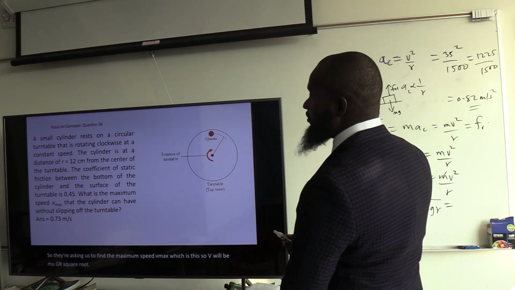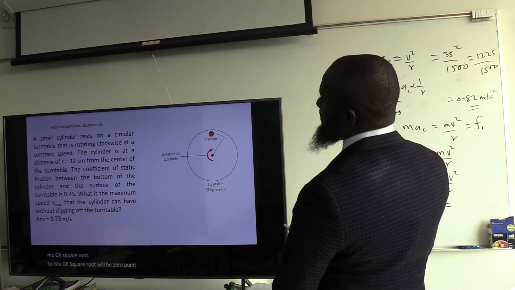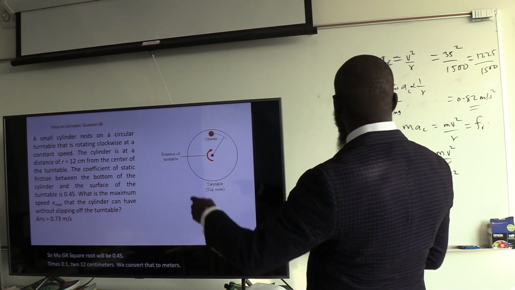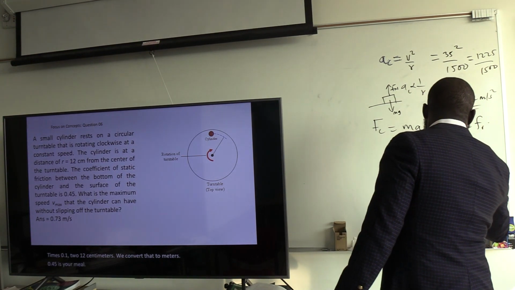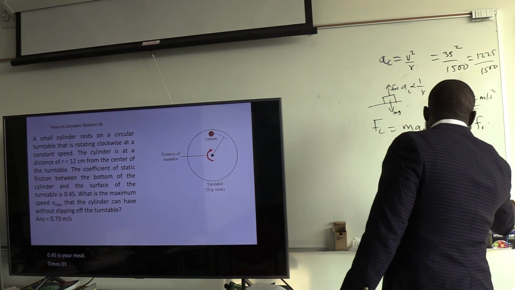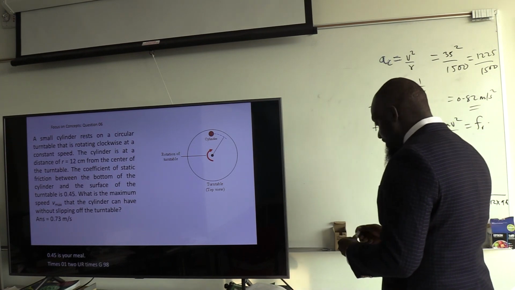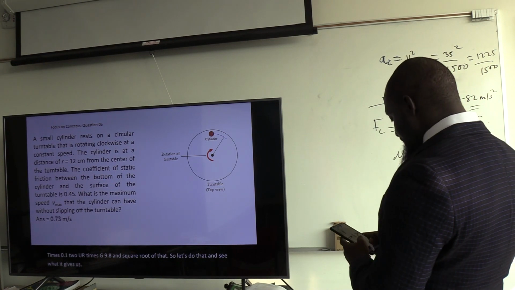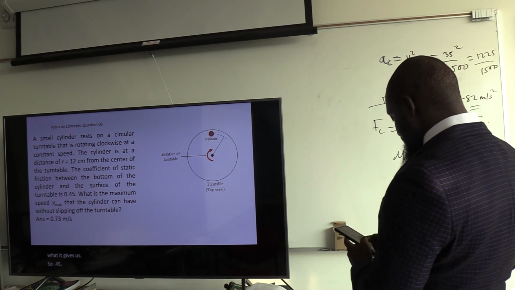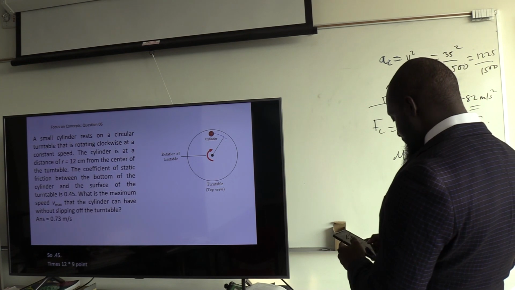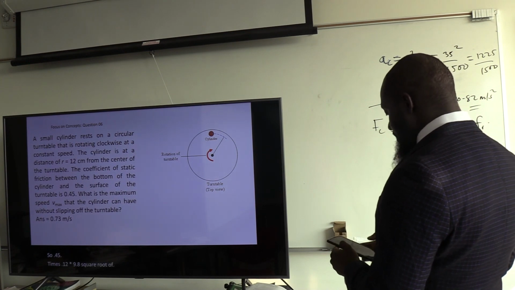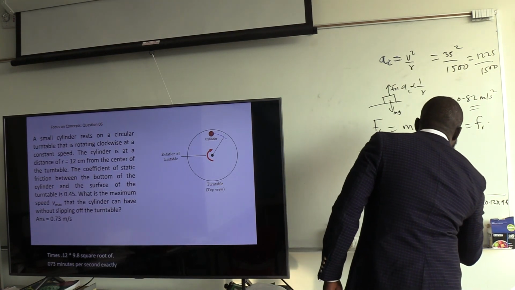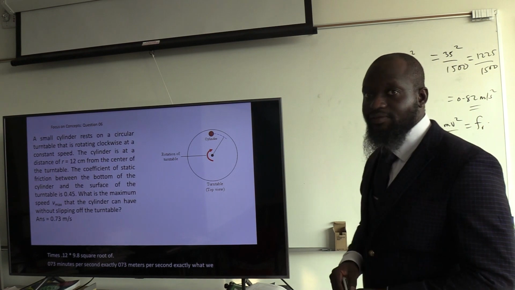The square root of mu g r will be 0.45 times 0.12, the 12 centimeters converted to meters. 0.45 is your mu, times 0.12 your r, times g, 9.8, and take the square root of that. Let's do that and see what it gives us. 0.45 times 0.12 times 9.8, square root of that, is 0.73 meters per second, exactly what we get there. So that becomes our V max for this case.